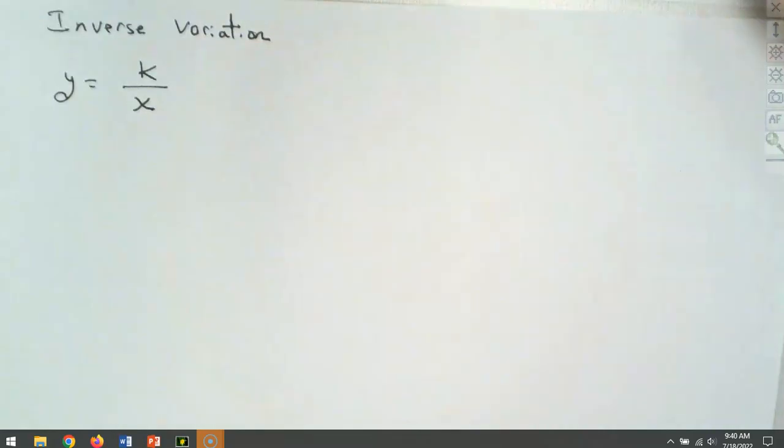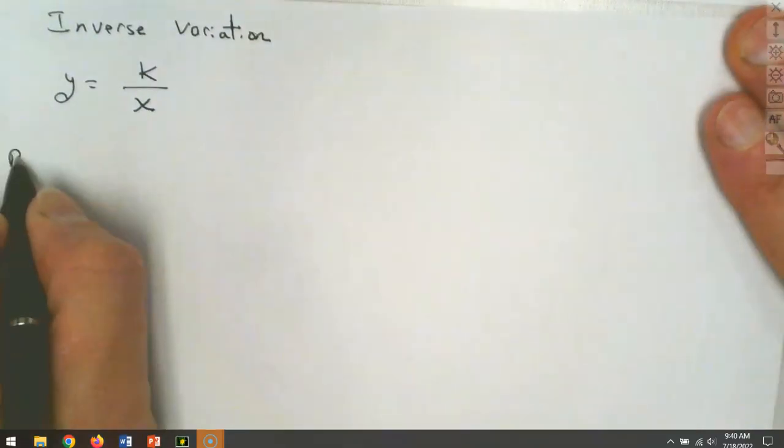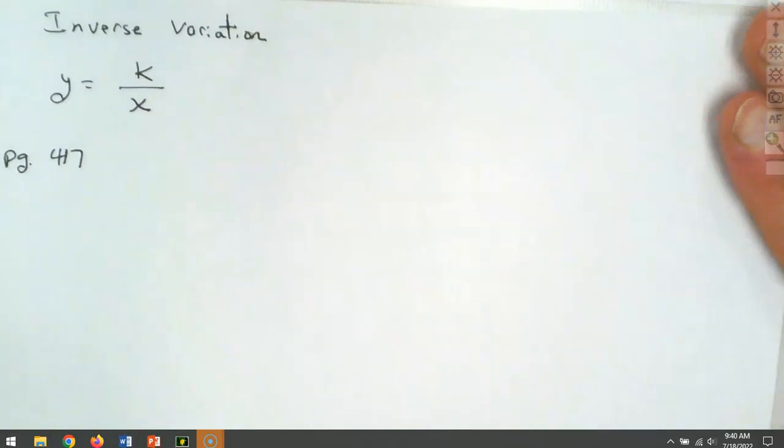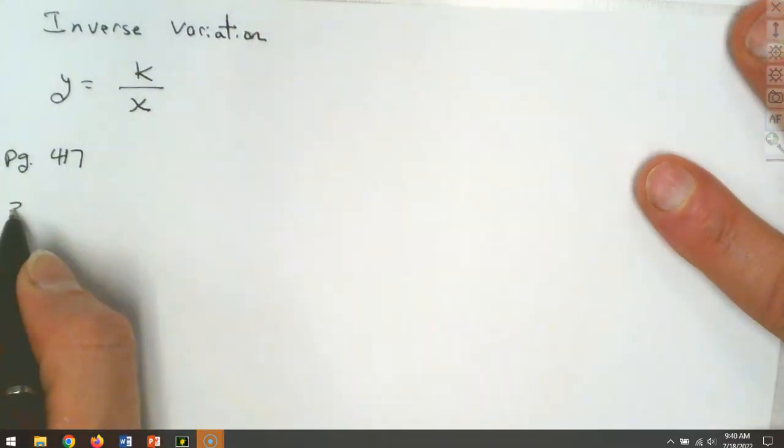We'll take a short break, then we'll come back and we'll do more of these variation problems. So inverse variation just means we make a fraction. And we always look at which one is listed first. And that's how we set these up. And this, by the way, is on page 417. And we are going to look at question 34.